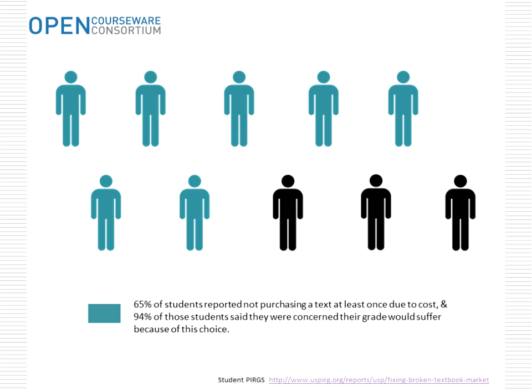And of those 65% of students, almost all of them, 94%, said that they were concerned that their grade might suffer due to the choice of not buying textbooks. This especially impacts our students at our community colleges because it's a lot of money. The textbooks cost a lot of money, and sometimes for our students that can be the choice between paying rent or buying groceries. So that has a big impact on our students.